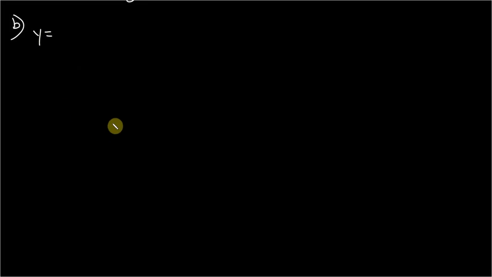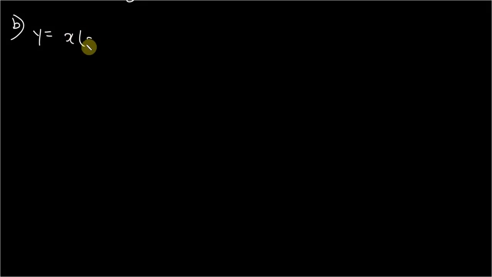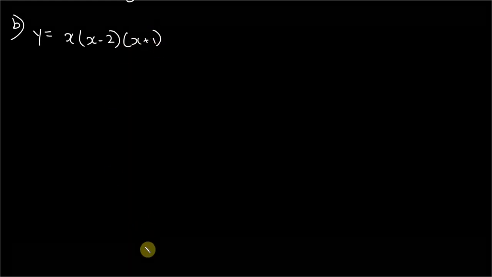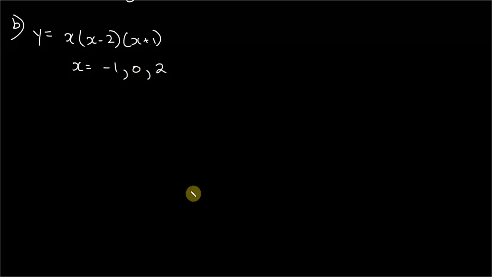Let's work on another example. Say, for instance, we are given y equals x times x minus 2 times x plus 1. Something a little bit different. So really, again, what we can see here is that when all of this is set to equal 0, x is going to equal either 0, 2, negative 1, or I can write it more appropriately, negative 1, 0, 2.